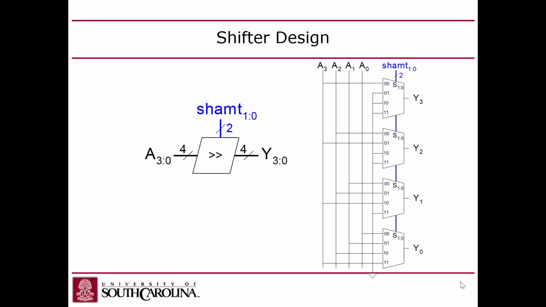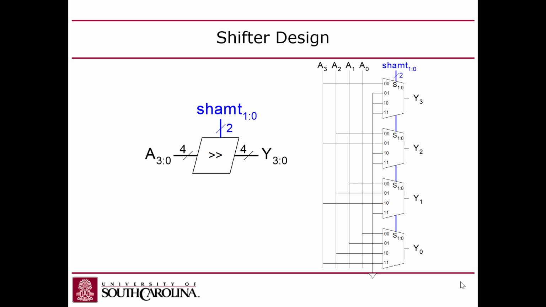And the mux that sets the most significant bit of the result has 3 of its inputs hardwired to ground. That's the ground symbol, hardwired to 0. Because if you shift this value by anything other than 0, then the most significant bit of the result is going to have the 0 shifted in, right?